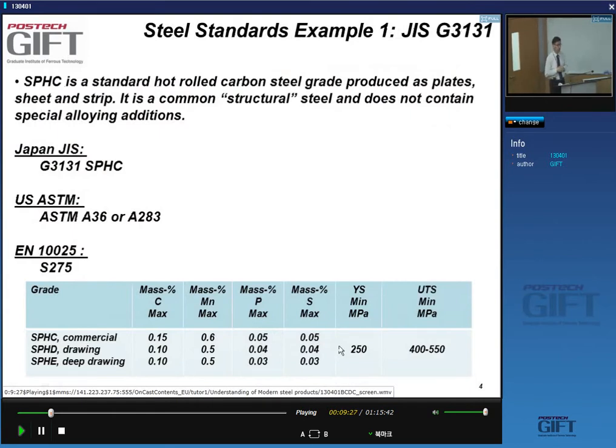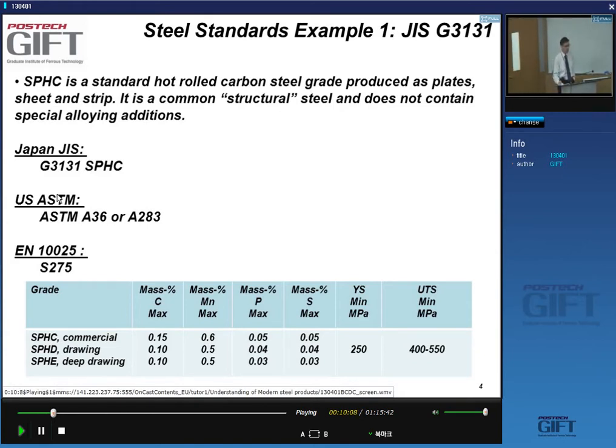Okay, right, so let's now go back to our JIS G3131, okay? So it's a pretty standard hot rolled carbon steel grade, yes? It's produced as plates, sheet, and strip, so you have different varieties. And it's a very common structural steel, and it doesn't contain any special additions. So people built many, many things with this grade. So as I said, in Japan, now it's called SPHC. In the US, it's got a different name.